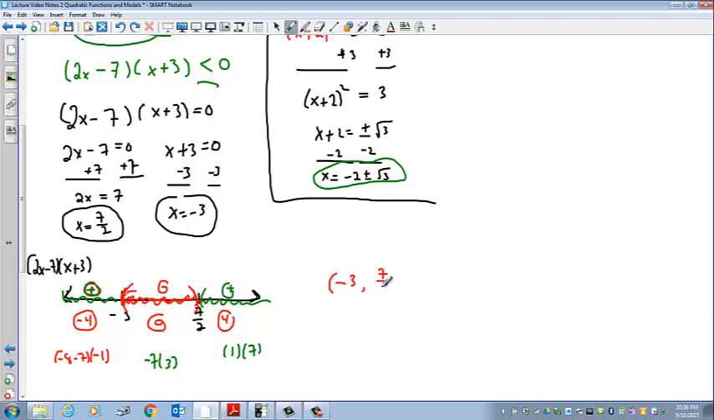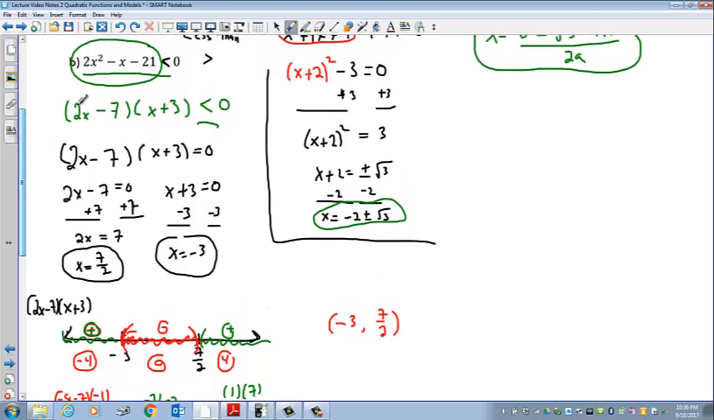So if you give me a number between -3 and 7/2, and you plug it into this expression right above, this 2x squared minus x minus 21, it should be less than 0. So when you solve an inequality, you often get an interval solution, whereas when you solve an equality, you typically get a sort of discrete solution, meaning just a finite number, not an interval, right? Not a continuous number of things. Okay, let's move on.